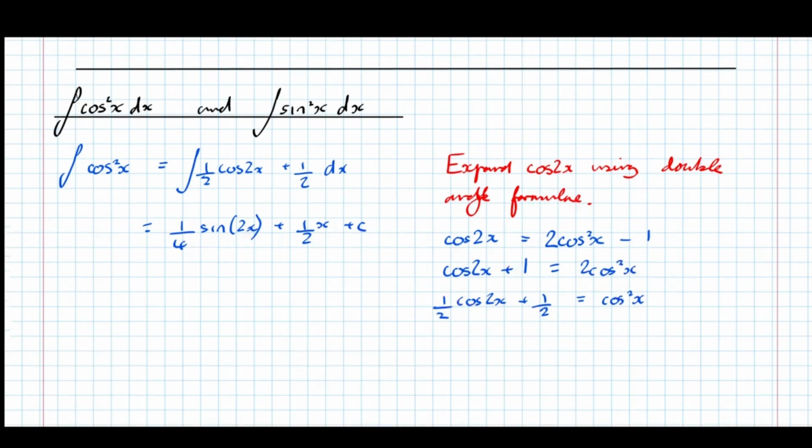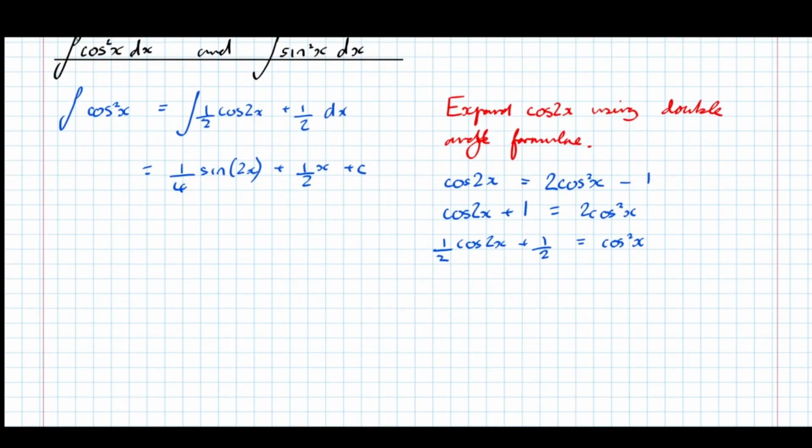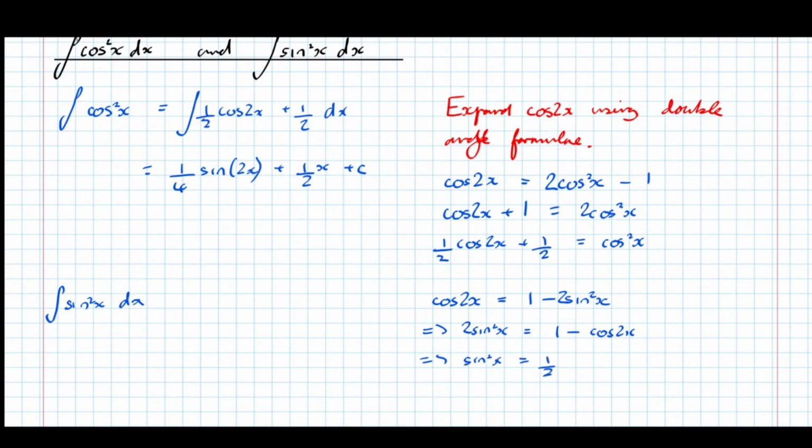Let's do it for sine squared x as well. Let's integrate sine squared x using this newly found rule. So the integral of sine squared x dx, well again, let's expand the double angles. So cos of 2x equals, and we should just know the expansion of cos of 2x, it's 1 minus 2 sine squared x. So that means that 2 sine squared x equals 1 minus cos of 2x. Divide by 2, which means that sine squared x equals a half minus a half cos of 2x.